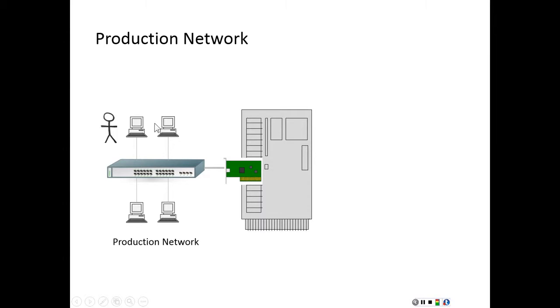The production network is where the user's workstations connect to the switch, which connects to a physical network interface card in the ESXi host. And the purpose of the production network is to carry user traffic from the user's workstations to the virtual machines which are on the ESXi host. Most people are already comfortable with the production network.